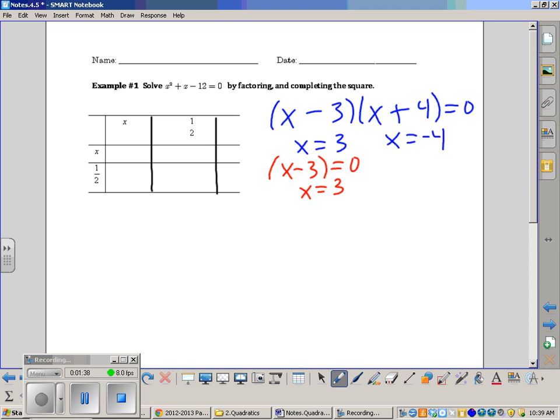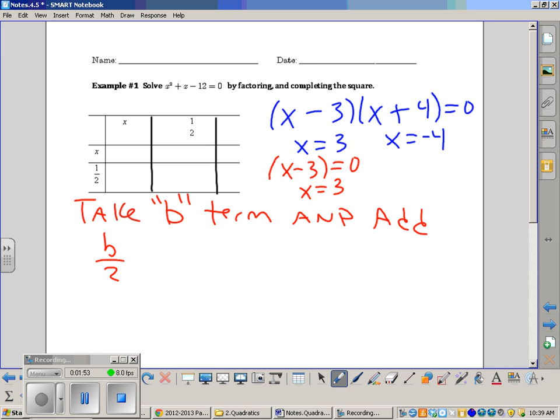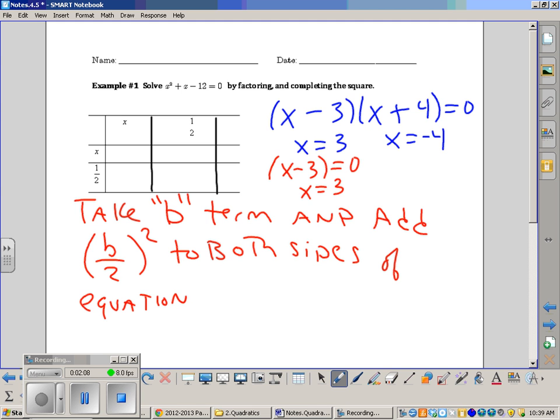Here's the deal with completing the square. You take the b term and add (b/2)² to both sides of the equation. Okay, so if we add (b/2)² to both sides of the equation, we are going to complete the square. So before filling in this chart, let's actually do the completing the square.